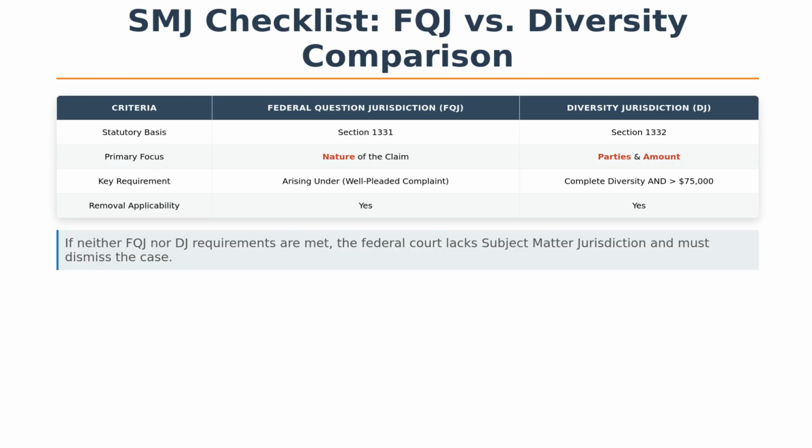Ultimately, federal courts are courts of limited jurisdiction. If your case fails to satisfy the requirements for federal question jurisdiction, and simultaneously fails to meet all the strict requirements for diversity jurisdiction, then the federal court must dismiss the case for lack of subject matter jurisdiction. This is the final gatekeeper for federal court access.